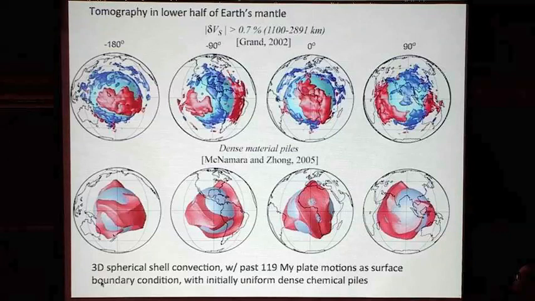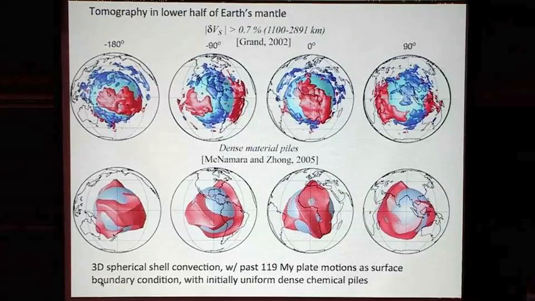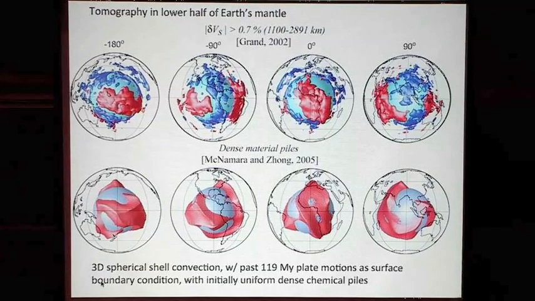But if you do spherical convection and you impose plate motions as a boundary condition, and you start with a uniformly contiguous layer that's dense and chemically distinct, that stuff will pile up. And where it piles up mimics where seismic tomography, that's the top panel that's just rotating the globe, has low velocities. And so I haven't forgotten your questions over here, and you guys hold me to it.